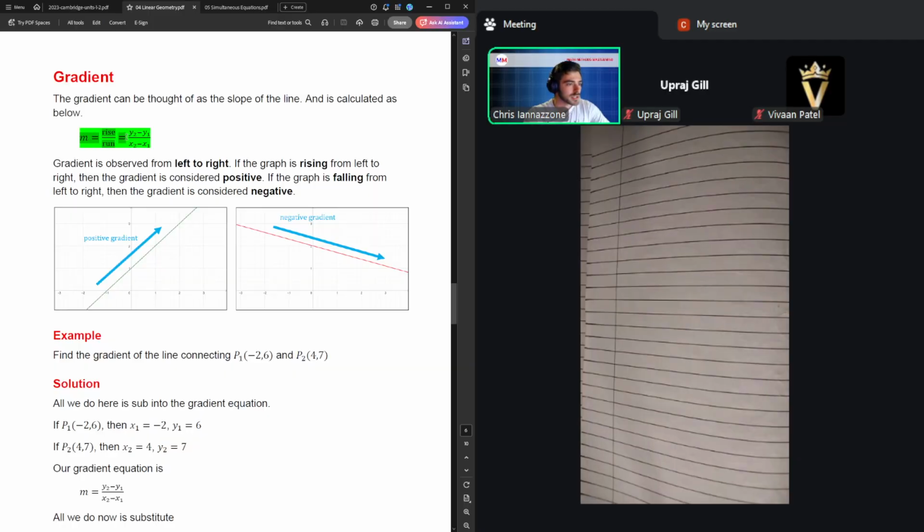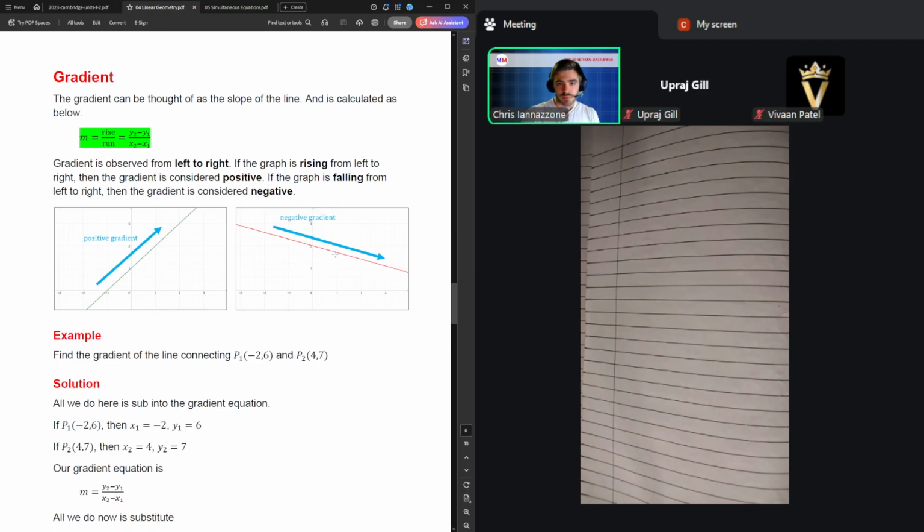Gradient. So gradient, as we should all be familiar with, is going to be calculated by the rise over run. How high did it rise and how long did it run for? It is the slope of the line. So if you're looking at an actual line, it'll be the slope of it.